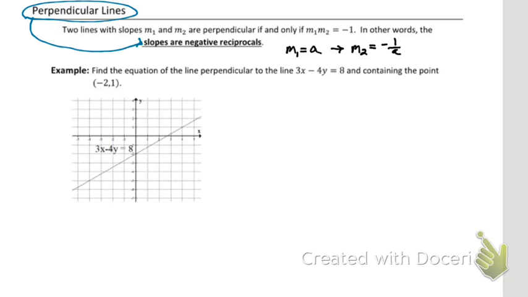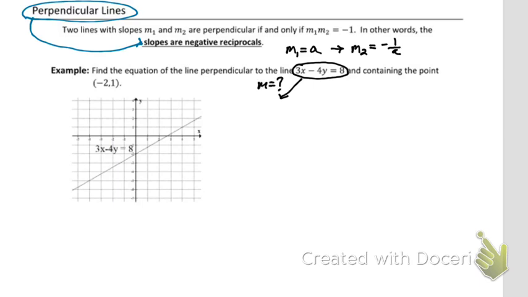So we're supposed to find the equation of the line perpendicular to 3x minus 4y equals 8, and it needs to contain the point -2, 1. Once again, I read the word perpendicular, and all I'm thinking is the whole point of saying perpendicular is to find a slope. So they gave me an original equation, so I need to know the slope of the original equation to find my perpendicular line slope. So our original equation is this. I need to find that slope.